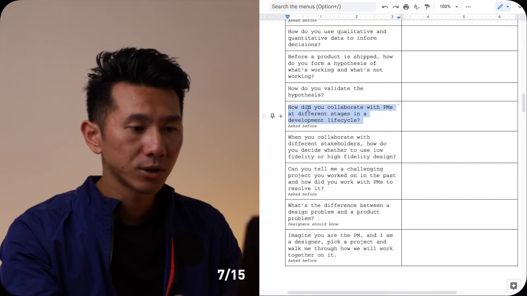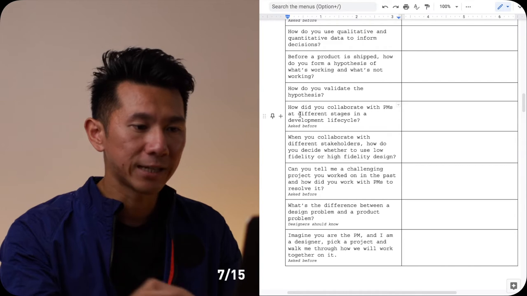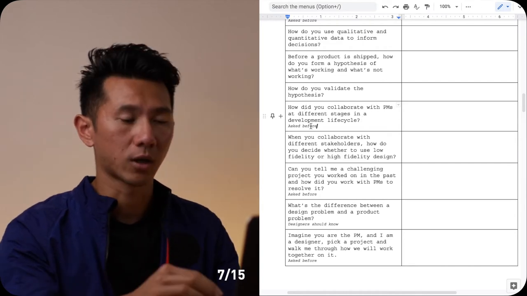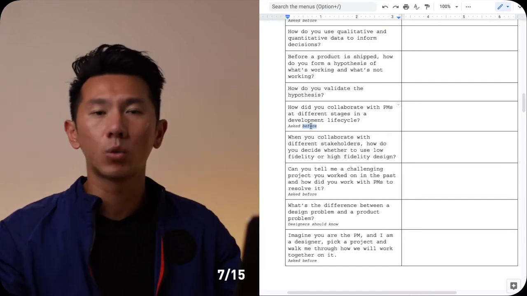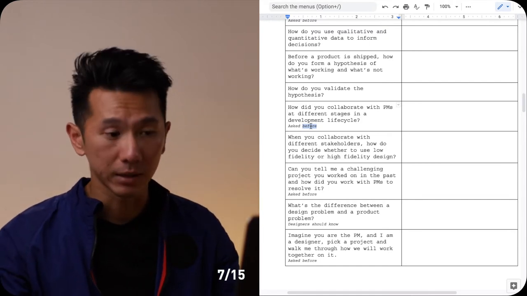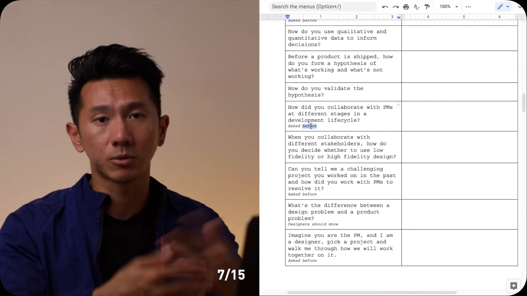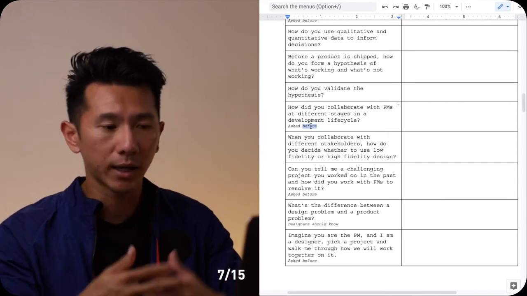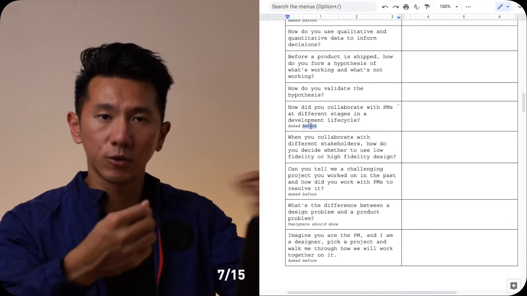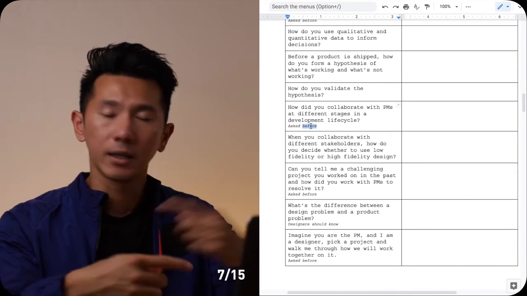Let's move on. How did you collaborate with PMs at different stages in the product development cycle? So I've been asked this before, it's a really classic one: basically, walk me through your day working with your PM in your company. If you haven't worked with one before, that should be pretty straightforward. Just describe how you work with the PMs. You do this, they do that, and then you go back and forth, you communicate, you collaborate, you show them designs, they give you feedback, and then you challenge their assumptions. You see where I'm going, right?